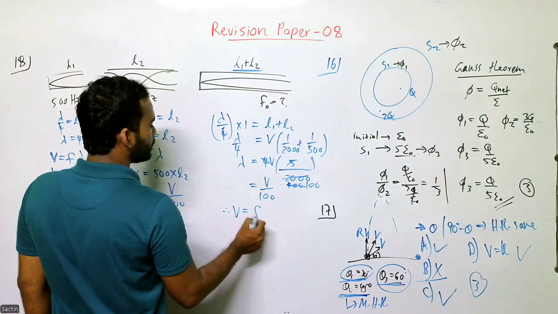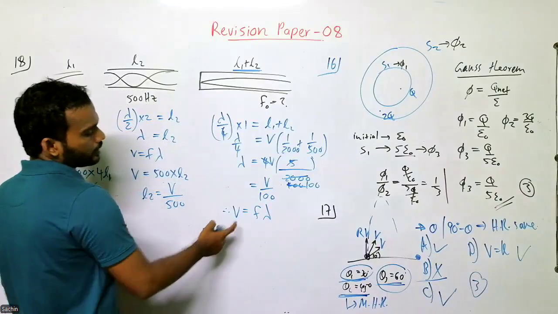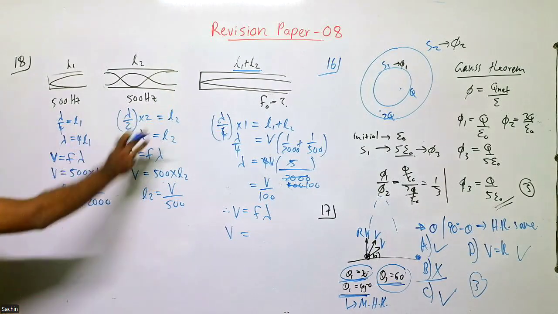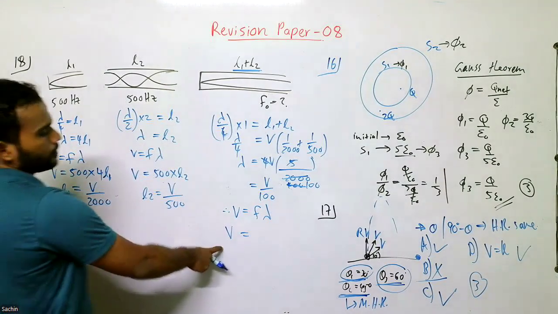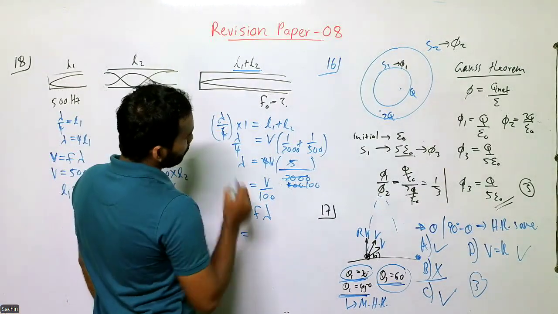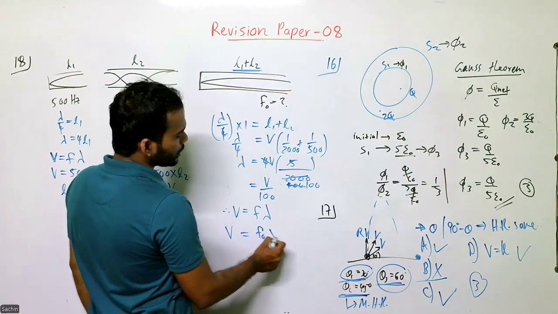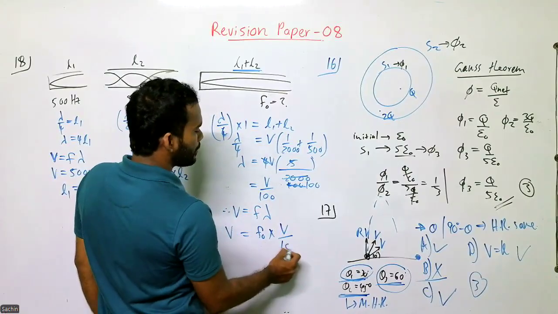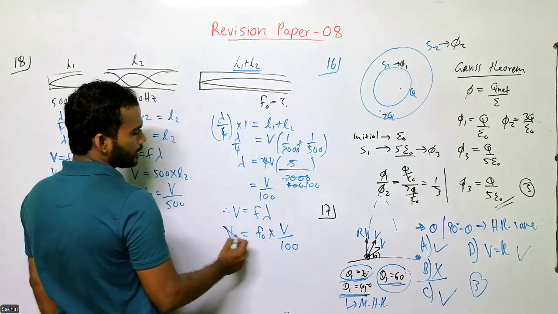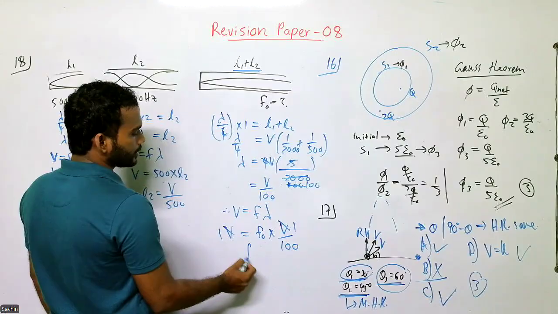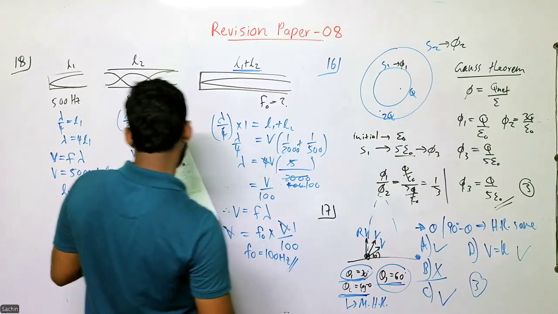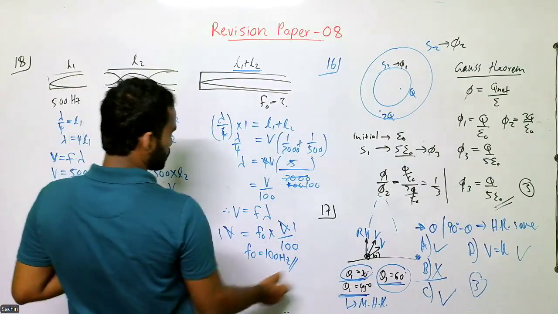So now you can apply V equal to f lambda to calculate the frequency. So V is equal to the same velocity. In all three cases, the velocity of air is the same, V. New frequency of note times lambda is V over 100. So getting cancelled, it becomes 100 Hertz, which is given in the first answer.